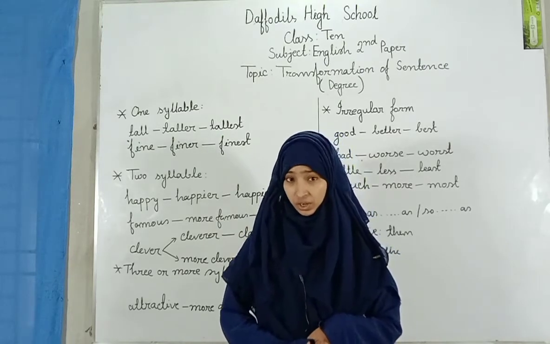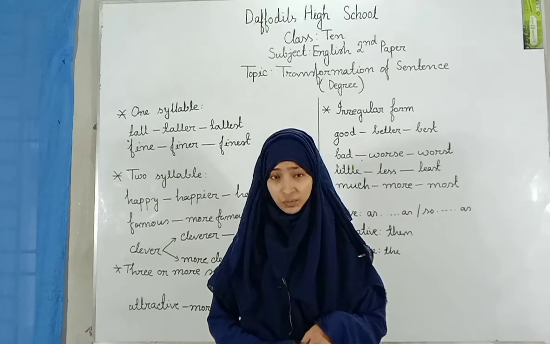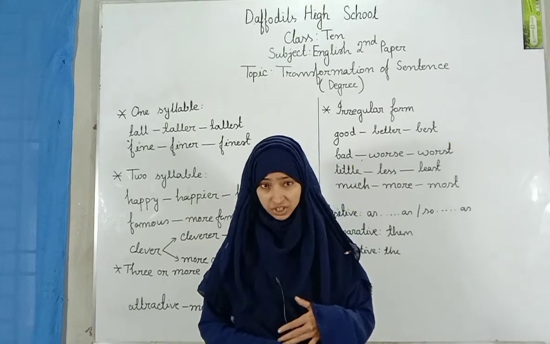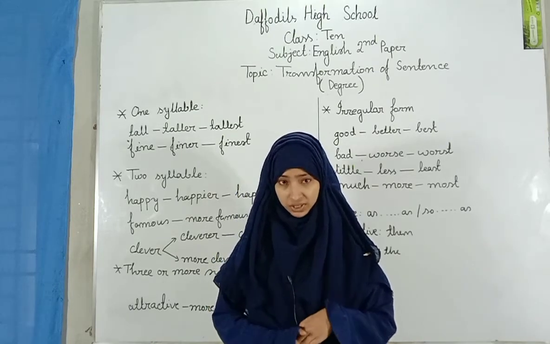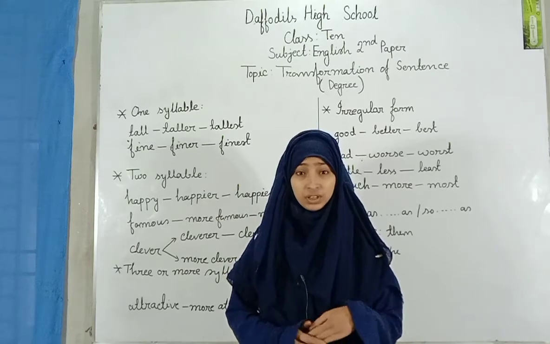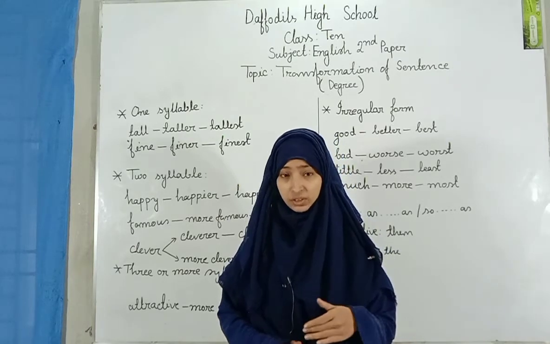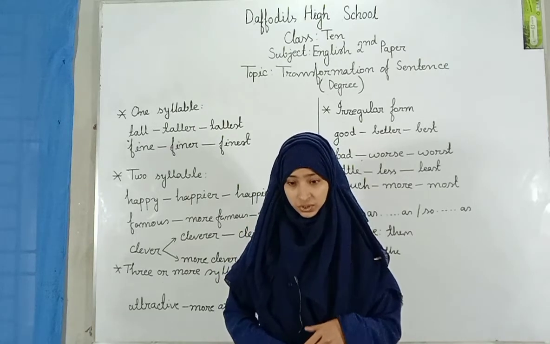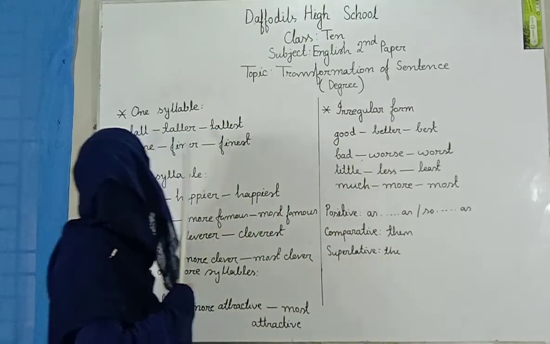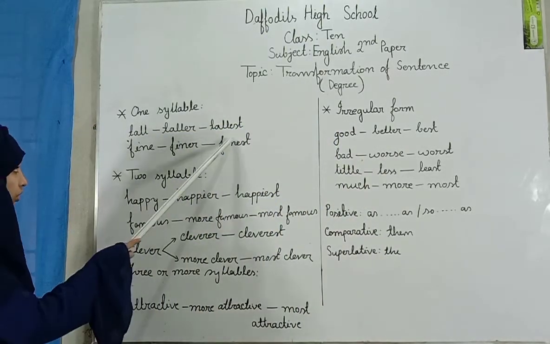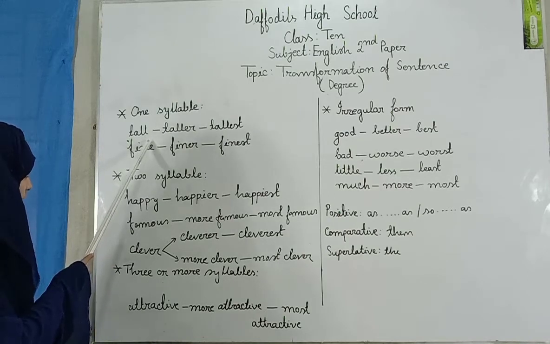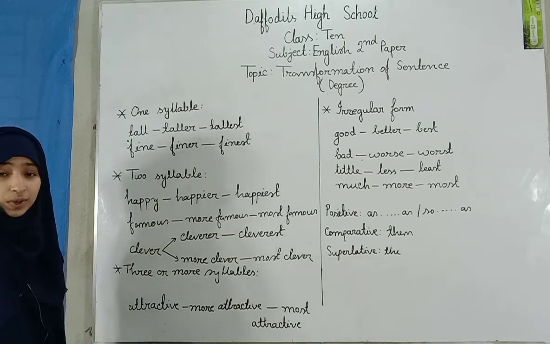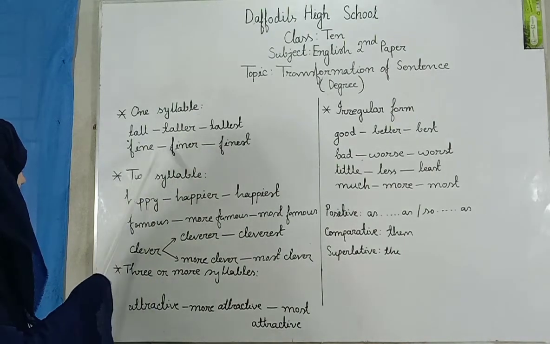Before changing degree, we have to know how to form comparative and superlative adjectives. Adjectives form their superlative and comparative form in different ways. In general, if the adjective has one syllable, then er or r and st or est is used. Example: tall, taller, tallest. This adjective has one syllable, and for this I have added er for comparative and est for superlative degree. Similarly, fine, finer, finest.